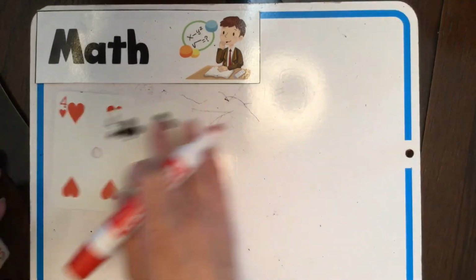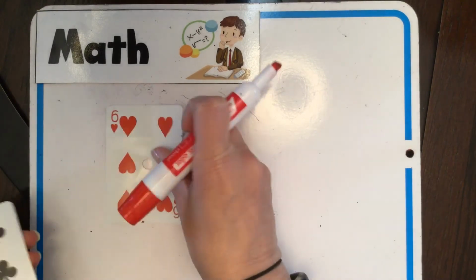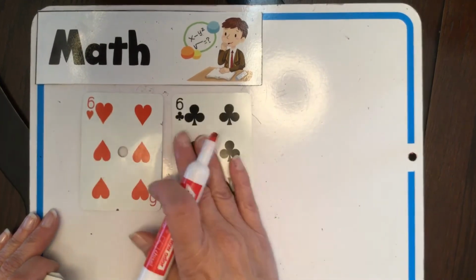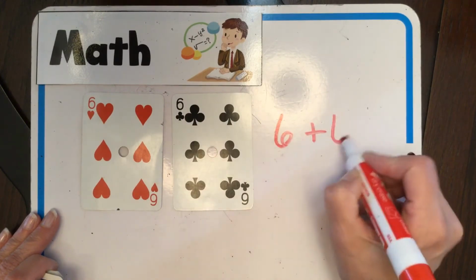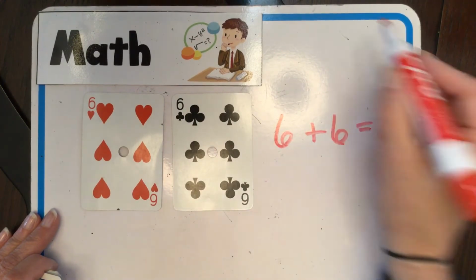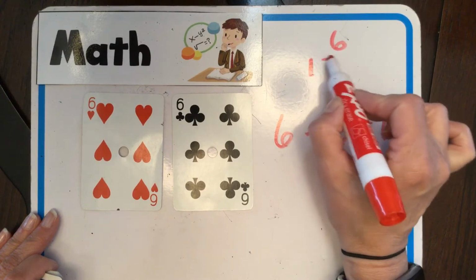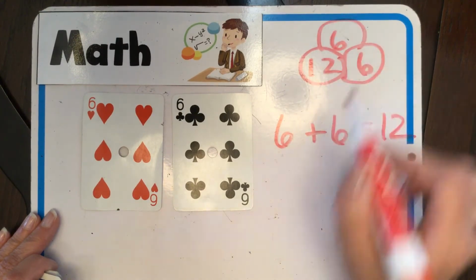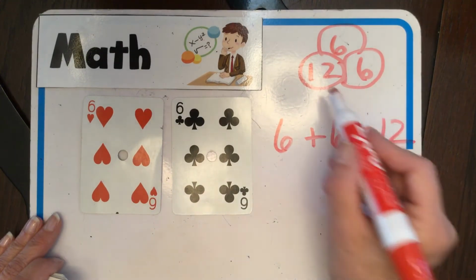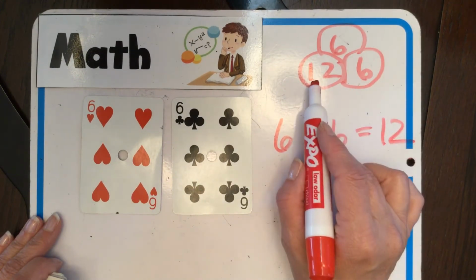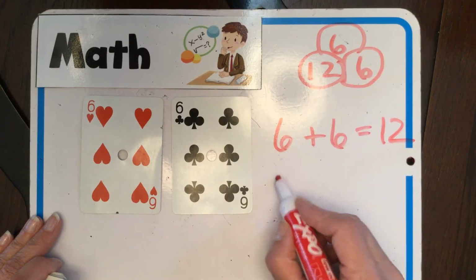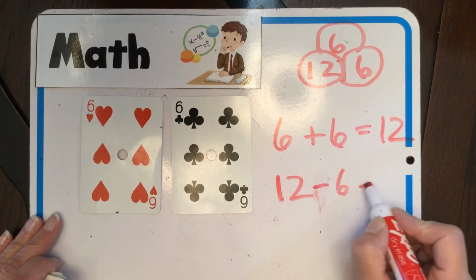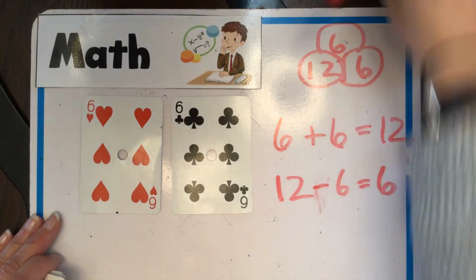Let's do a couple more in our doubles. Our next one is a 6 plus 6. And you may remember that the answer for 6 plus 6 equals 12. Then in my fact family, I've got 6 and 12 and 6. Do you remember how we used fact families before? That would mean that 6 plus 6 is 12. So 12 take away 6 has to equal, oops, that's not a takeaway sign, has to equal 6.